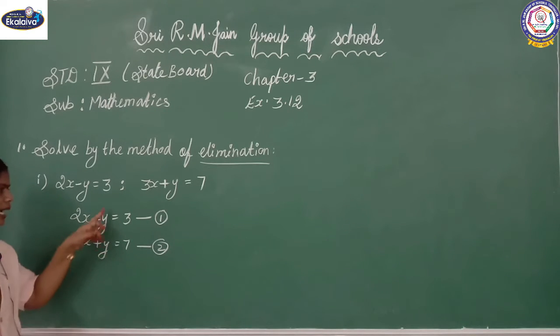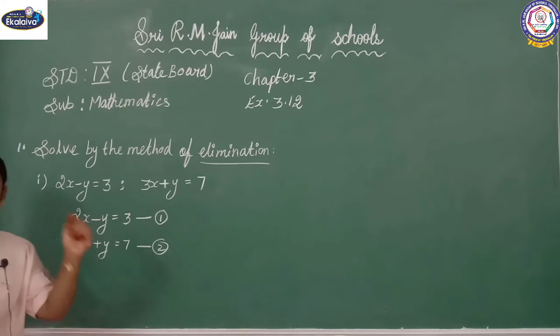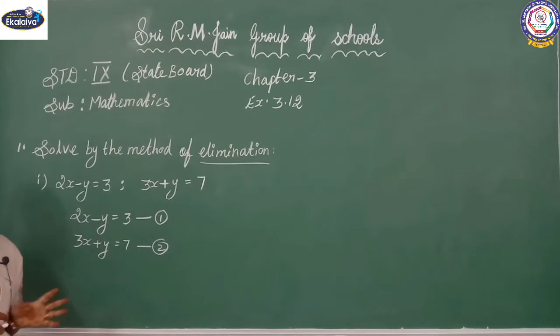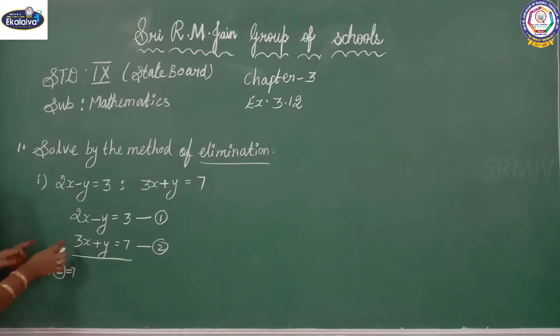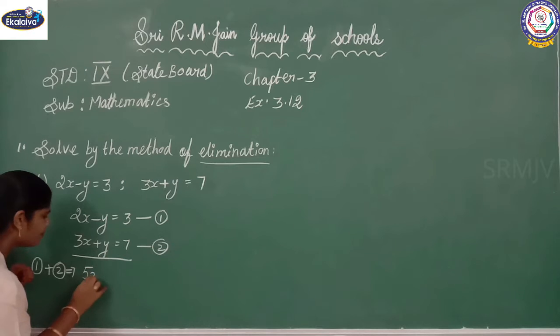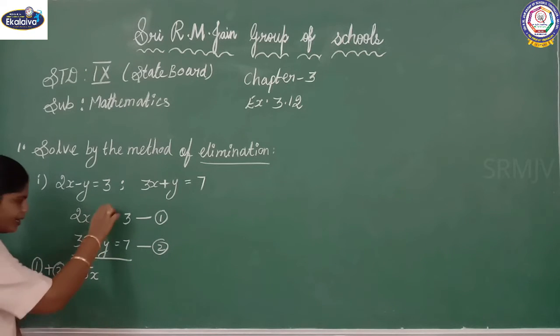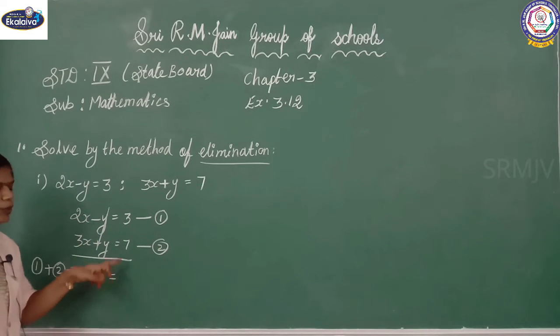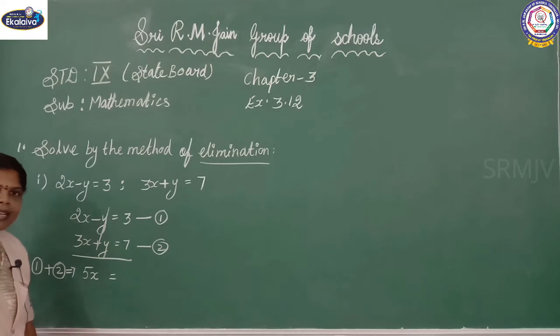So I am going to eliminate the y variable because the coefficients are the same. And see the sign of the coefficients, here the signs are different. So while adding I am going to eliminate this. So I am going to add equation 1 and 2. So 1 plus 2 implies 2x plus 3x, 5x, minus y plus y cancel, equal to 3 plus 7. Both are positive, just add it. 3 plus 7, what will you get, children?